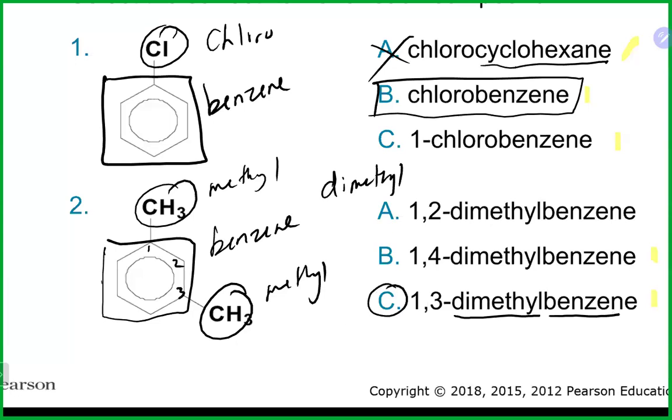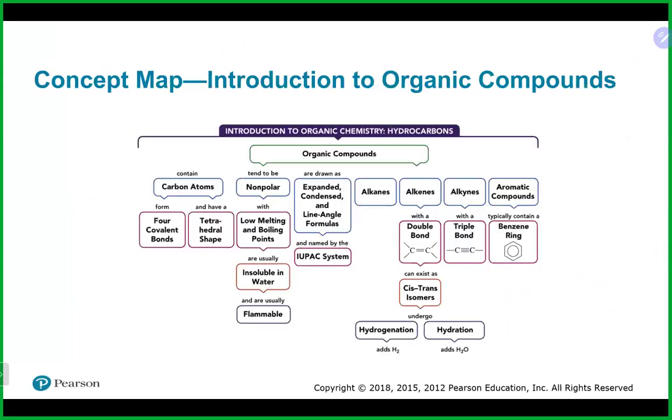By the way, that 1-3 positioning is also the meta positioning, right? We have groups at 1 and 3 on the benzene ring, so that is meta. You could also call it meta-dimethylbenzene. Dare I say, you could also call it xylene as well. So again, a lot of times organic compounds do have multiple names for the same thing, kind of a historical name, common name, formal name. So sometimes you do come across three or so different names for the exact same thing. Any questions on benzene?